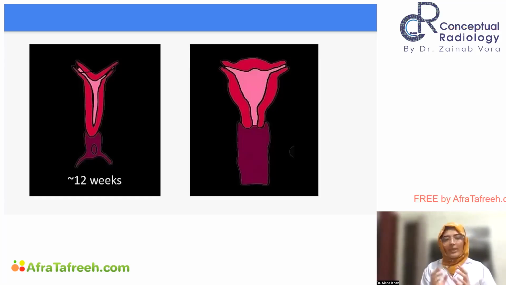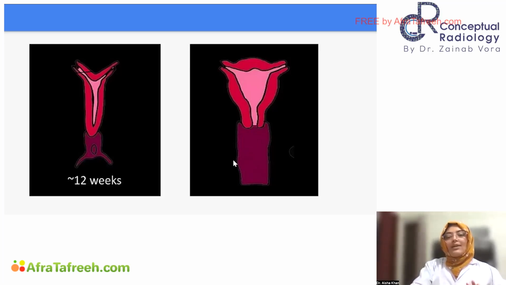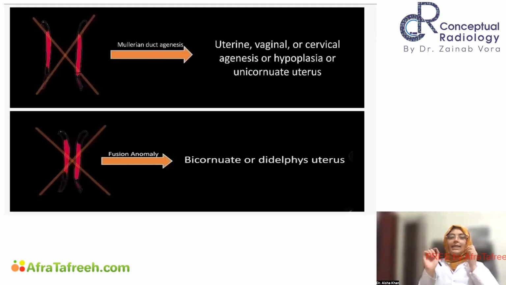So that process of septal resorption involving longitudinal septal resorption as well as all the transverse septal resorption will be around 12 weeks. And finally, at term, we will have this beautiful uterus with the tubes, with the cervix, vagina, the cavity is patent, and everything is normal in size, shape, and structure. Okay, so this is the normal development.